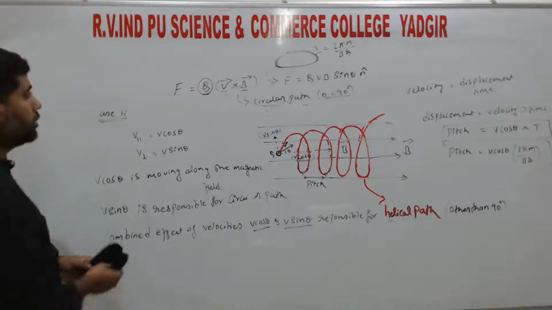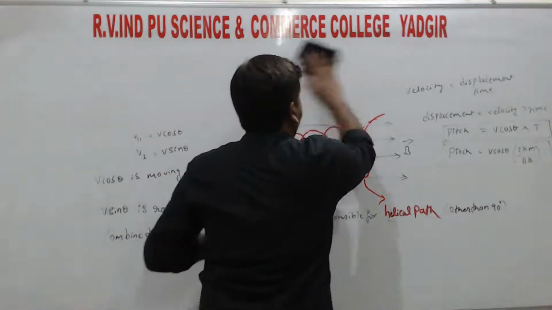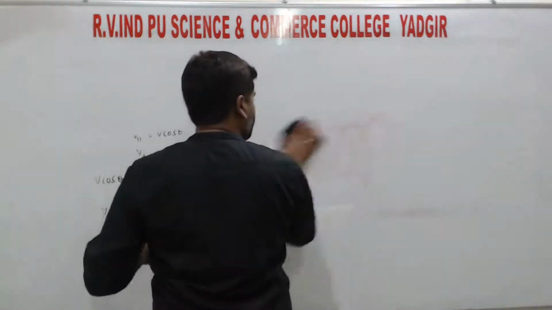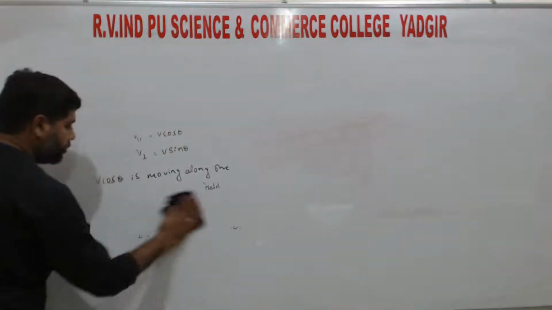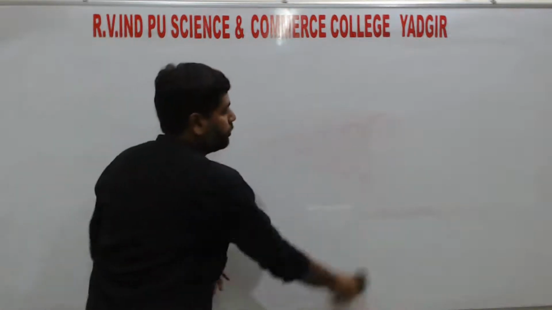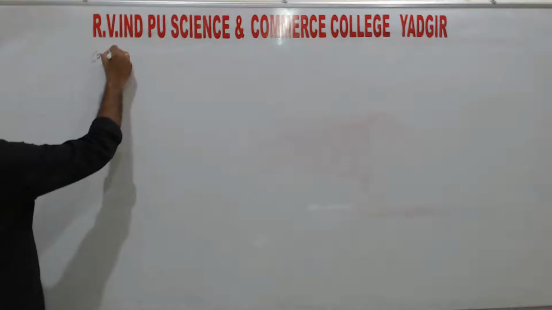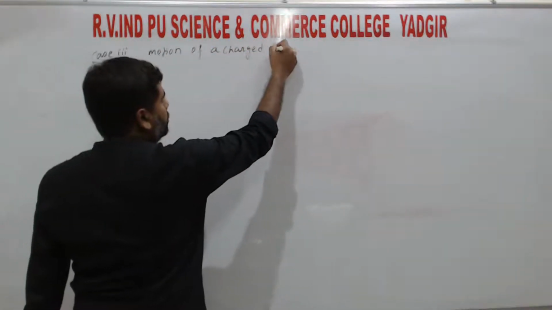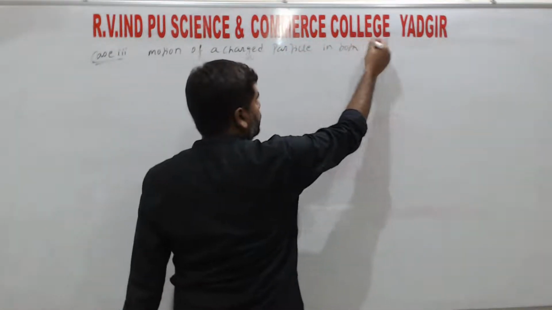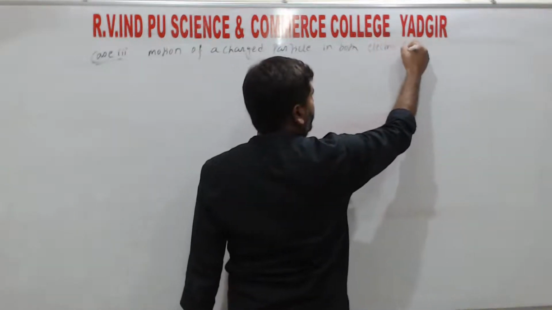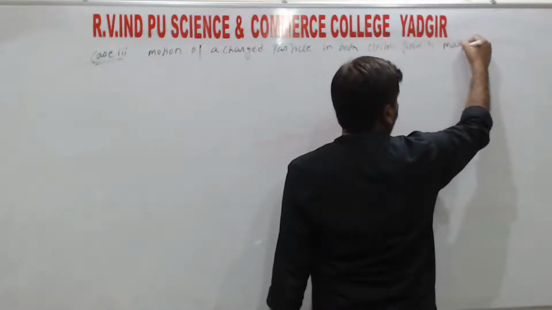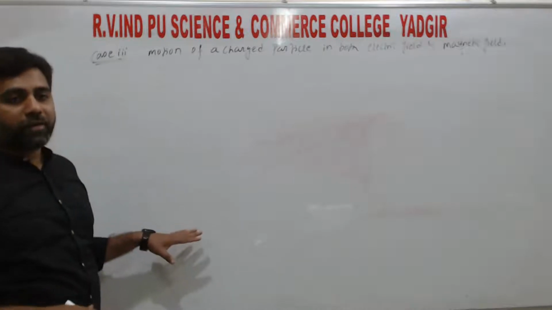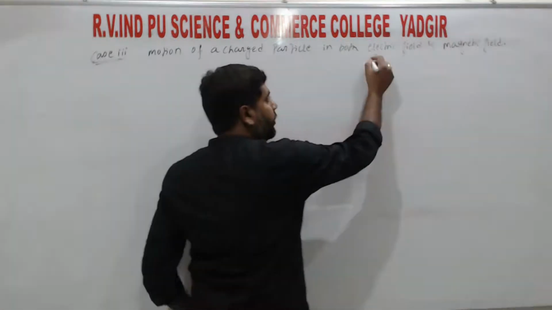So next, the third case. Case 3, motion of a charged particle in both electric field and magnetic field. In the previous two cases we considered only the magnetic field. So here in the third case we are considering both the electric field and the magnetic field.